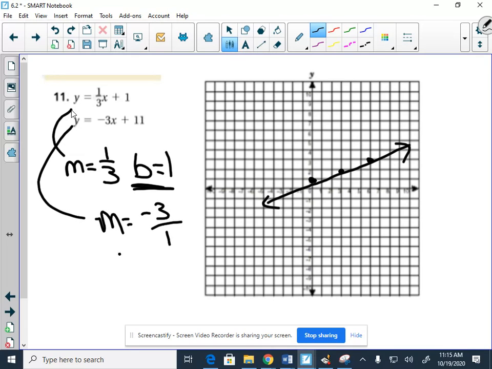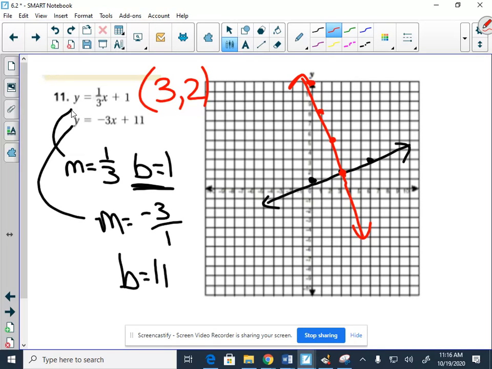Remember to put it over 1, and b is 11. Now be careful on this one. This one actually goes up to 11. So if it was 12, I'd have had to go off the page, but this one, it goes up to 11. I'm then going to go down 3, right 1, down 3, right 1, down 3, right 1, and then I finally hit one of the points. Now I have to figure out where that one is, and it looks like that crosses at (3, 2). So the answer to number 11, they intersect at (3, 2).